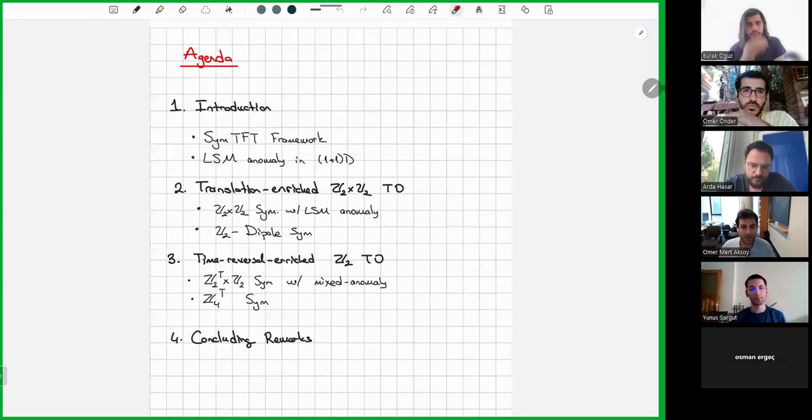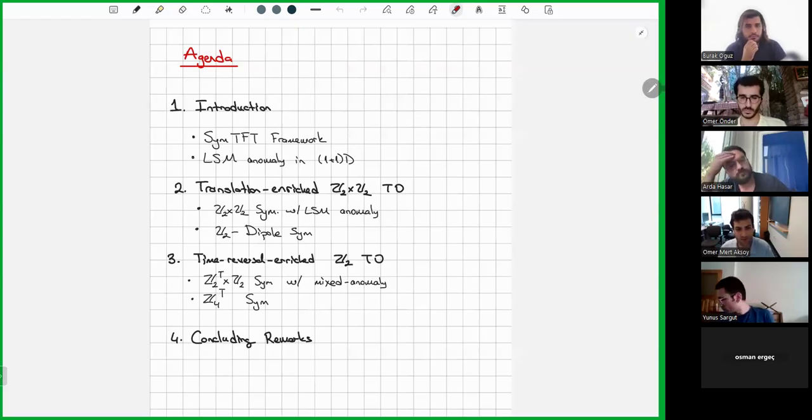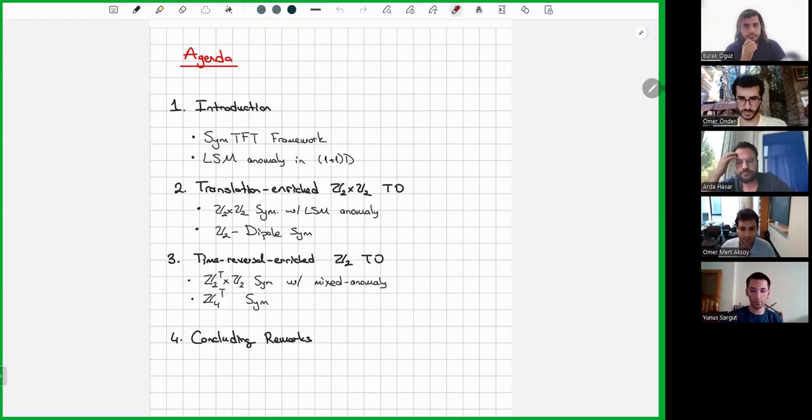So for today, I'll try to have actually a lengthy introduction into both the SymTFT framework and also what I mean by an LSM Lieb-Schultz-Mattis anomaly in 1+1D. After that introduction, I'll have two main pedagogical examples. The title is about space-time symmetry-enriched SymTFT. SymTFT, if you are familiar with topological order, is roughly the same as topological order. You can think of it that way.